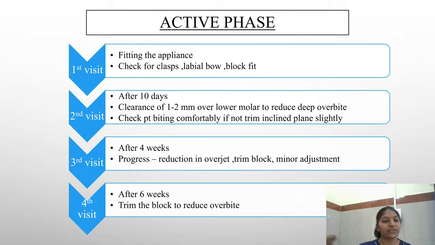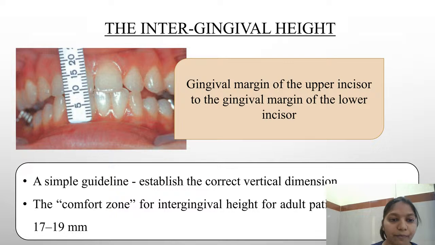The third visit, after 4 weeks, is where progress is taken. There should be reduction in the overjet and overbite, and the sagittal correction should be achieved after the fourth week. Trim the block accordingly, and minor adjustments will be done at this phase. The fourth visit is after the 6th week. Here also the block is trimmed to reduce the overbite, and the final corrections are carried out until the 9 months.